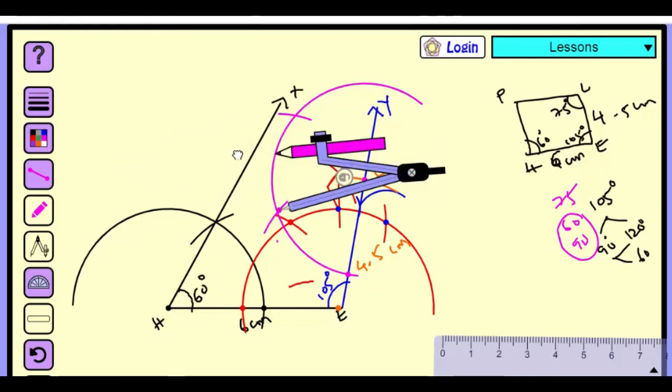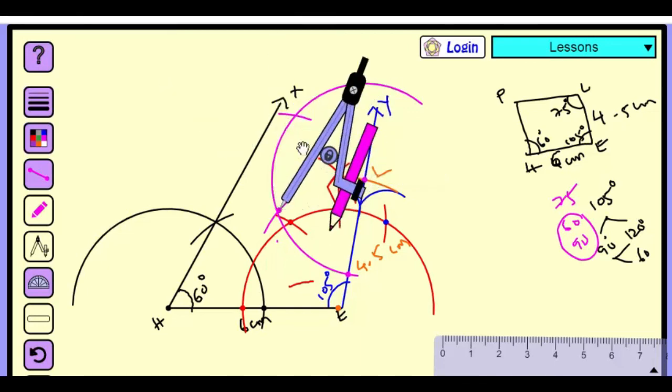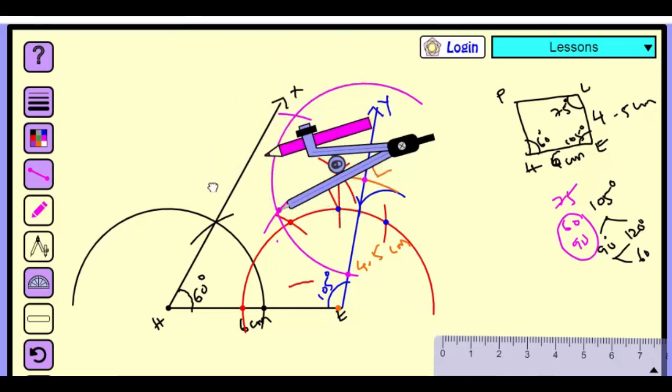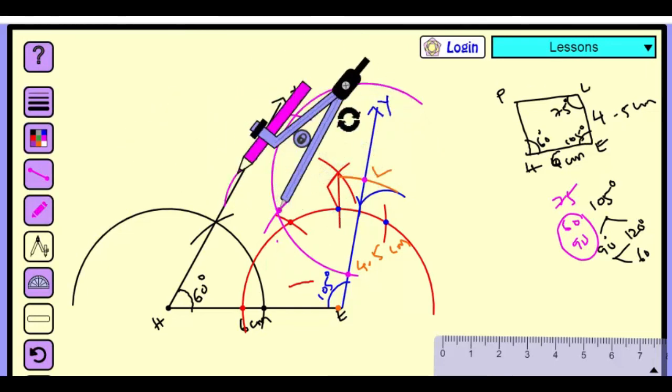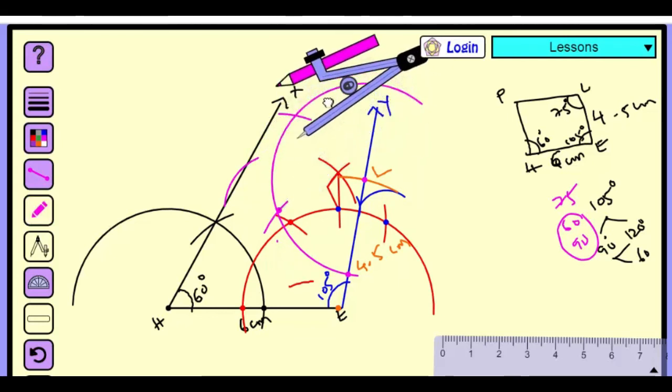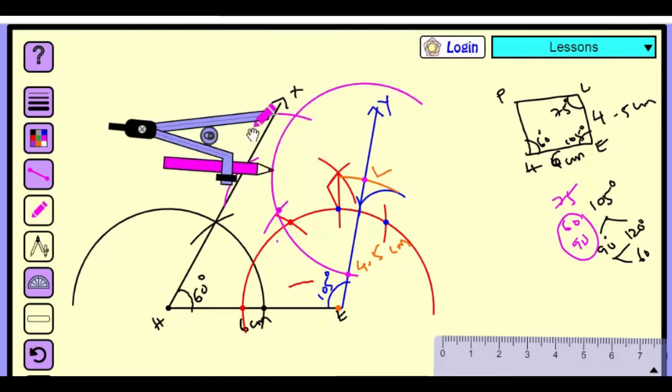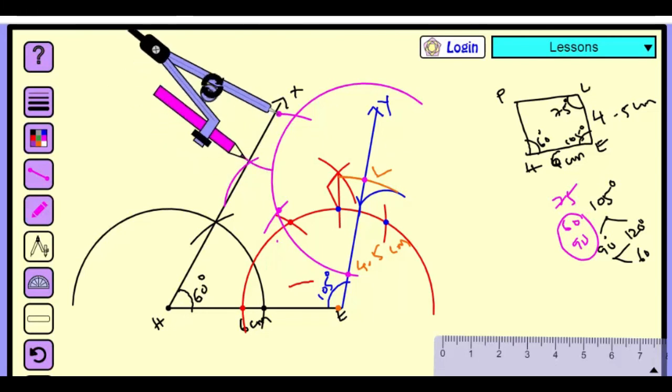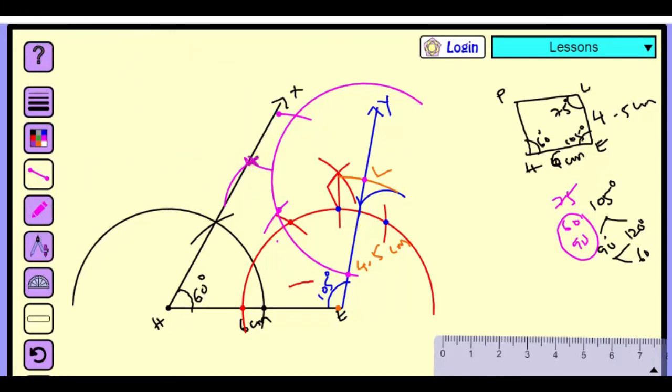Now we need to bisect the 60 and 120. For that, take the compass radius more than half of the length between 60 and 120. Now with 60 as the center, draw an arc. Now with 120 as the center, draw another arc. Now here we got the angle 90 degrees. So now take the ruler and draw a ray from point L, LZ.